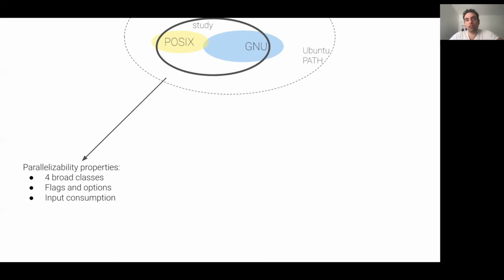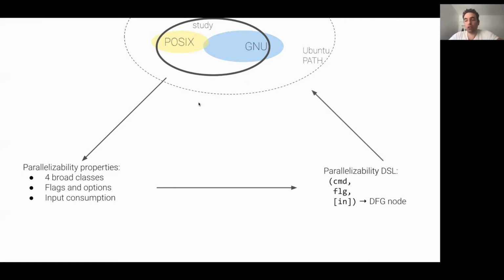This study led to the design of a small domain-specific language for annotating commands. This language essentially defines a bidirectional correspondence framework between commands and nodes in the data flow model. They effectively instruct PaSh on how to translate a command instance to a data flow node, but also back from the parallel data flow graph to the parallel shell script. In turn, we use this parallelizability DSL to annotate commands in POSIX, GNU Core Util, as well as commands found in the wild.